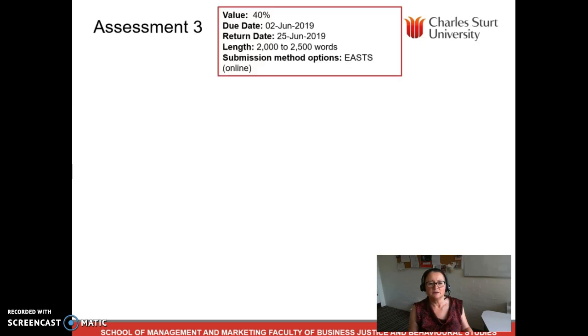Let's get started. The value of this assessment is 40%, which is the highest of all of the assessments. It's due right at the end of session, the 2nd of June, but my advice to you is to start thinking about it now, because all of the assessments you're doing will scaffold to this particular one. The length is 2,000 to 2,500 words. As I've said in previous videos, if I get to 3,000 words, I may stop reading, okay? So really try and be succinct in your writing. Submit as a Word document through Easts.